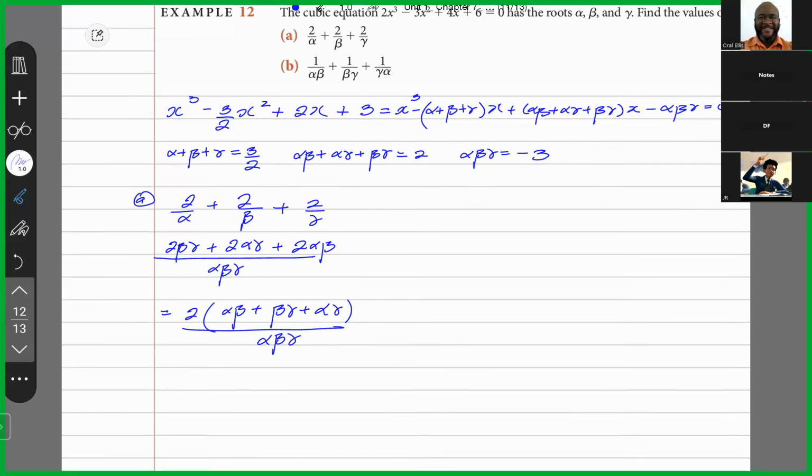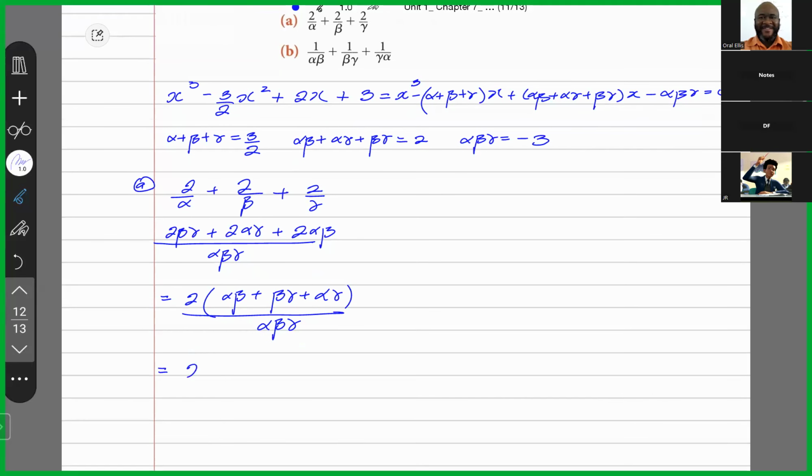We have these values already. So this is 2 times 2 over minus 3. The value here is actually 4 over minus 3, which is minus 4 over 3. That's A.